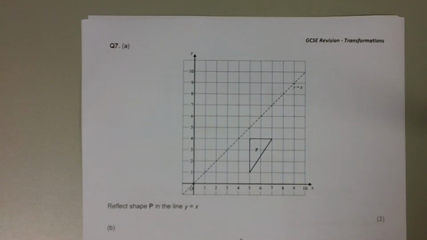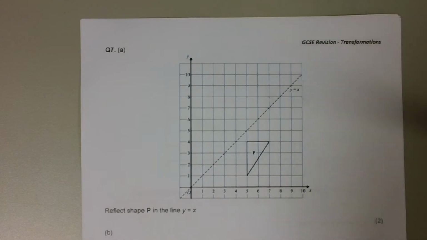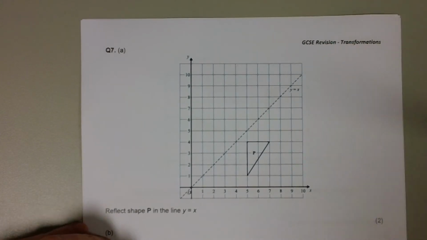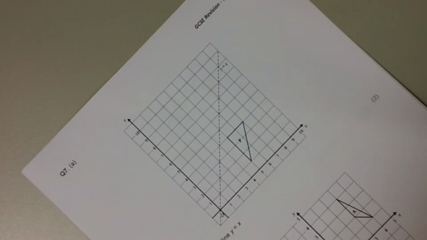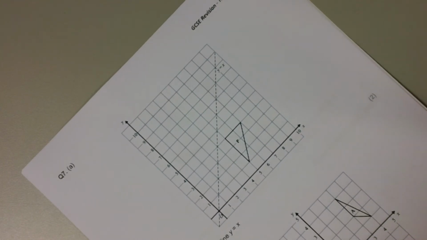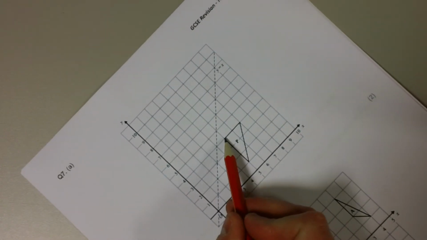And finally, question number 7. We have to perform a reflection in the line y equals x. Y equals x is marked on for us. You can see it's a diagonal mirror line. Easiest way to deal with these: spin your page round so that the mirror line is either horizontal or vertical in front of you. Now, take one corner at a time.